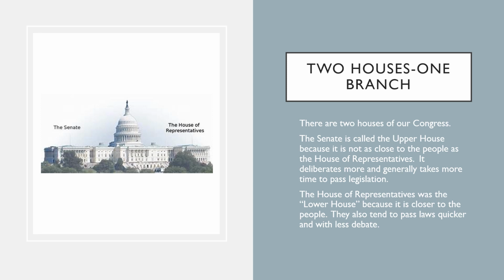Congressman Wilson represents fewer people. There are 7 of these representatives all throughout the state. Many of you aren't in the same district I am. Some of you may be, but if you live on the coast, you have a different representative. If you live up in Greenville or Spartanburg, you have a different representative. Down in Charleston, a different one, and so on and so forth. So these members of the House tend to be closer to the people. They also tend to pass laws quicker and with less debate. So things move quicker through the House of Representatives.